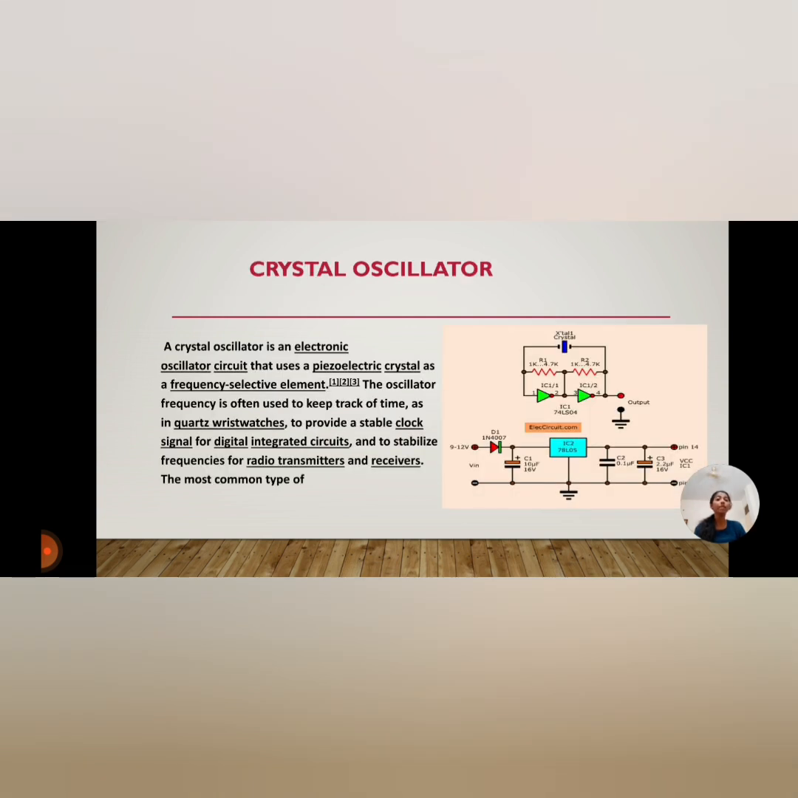And second one, it is the crystal oscillator. A crystal oscillator is an electronic oscillator circuit that uses a piezoelectric crystal as a frequency selective element. The oscillator frequency is often used to keep track of the time as in quartz watches or stopwatches. It is also used to provide a stable clock signal for a digital integrated circuit and to stabilize the frequencies for the radio transmitters and receivers.